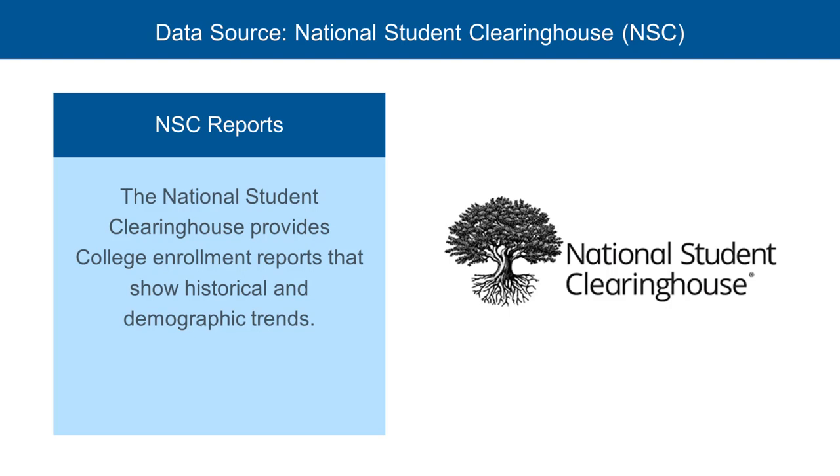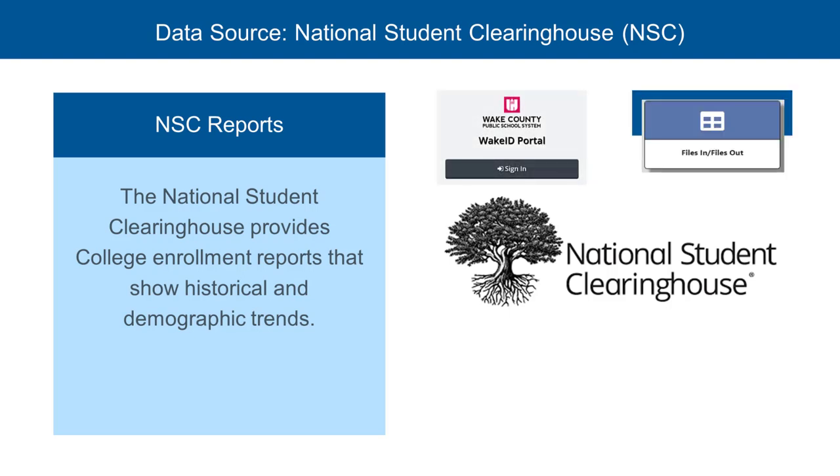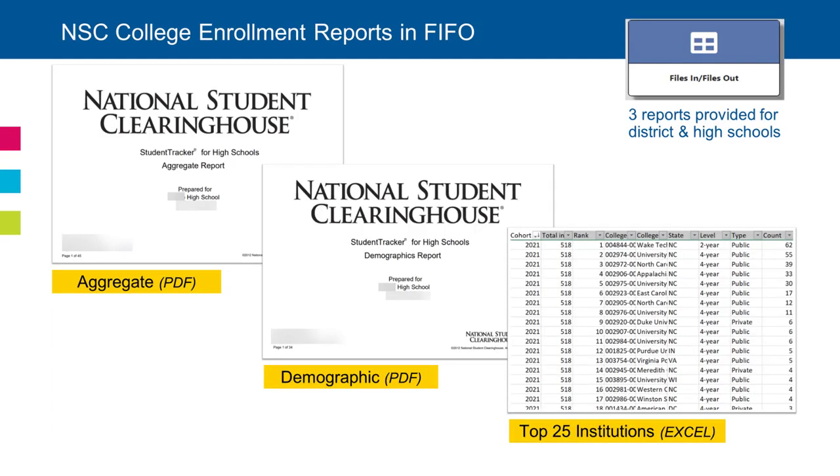They provide us with college enrollment reports that show historical and demographic trends. These reports are available in the Wake ID portal under FIFO. There are 3 reports provided for the school district as a whole and for high schools. The first report is called the Aggregate Report. The second is called the Demographic Report. And the third is an Excel spreadsheet showing the top 25 institutions report.